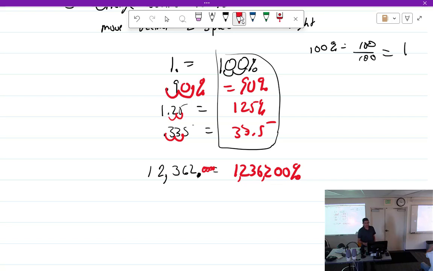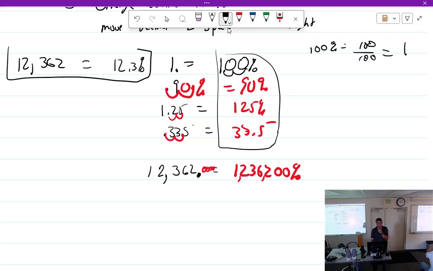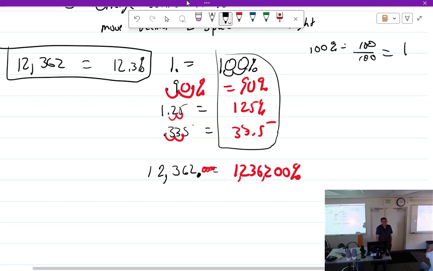So I tell you this right now, if I said on a test, convert 12,362 to a percent, do you know what everybody's going to put? They're going to put 12.3%. That is the answer I'm going to get. Why? Because it looks right. There's no way the answer could be over 1,000,000%. Well, it is. Things are what they are. So I'm just giving you one of the pitfalls.